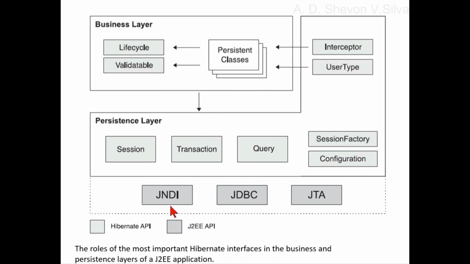Here you can see below the persistent layer JNDI, JDBC, and J2EE. Here the Hibernate APIs are Lifecycle, Validatable, Session, Transaction, Query, SessionFactory, Configuration, UserType, and Interceptor. Here the J2EE APIs are JNDI, JDBC, and J2EE.